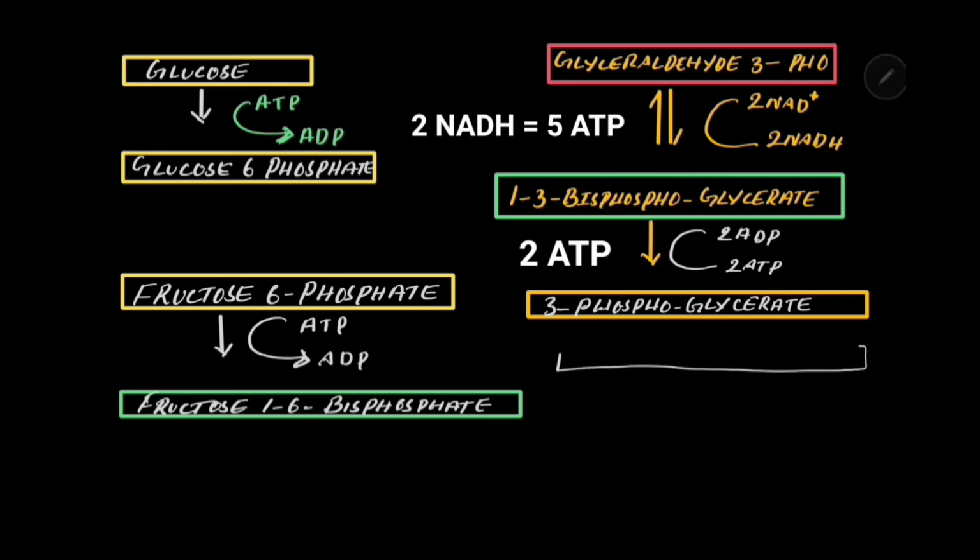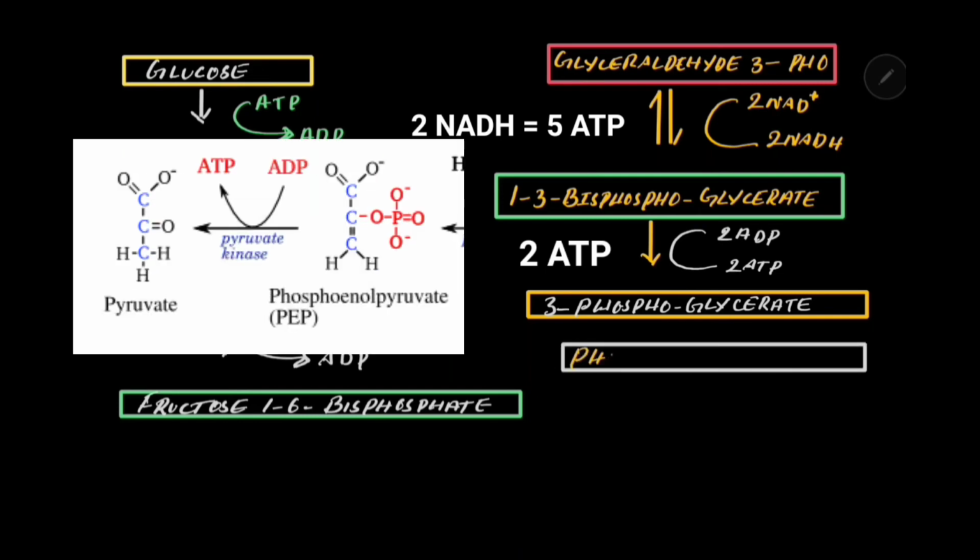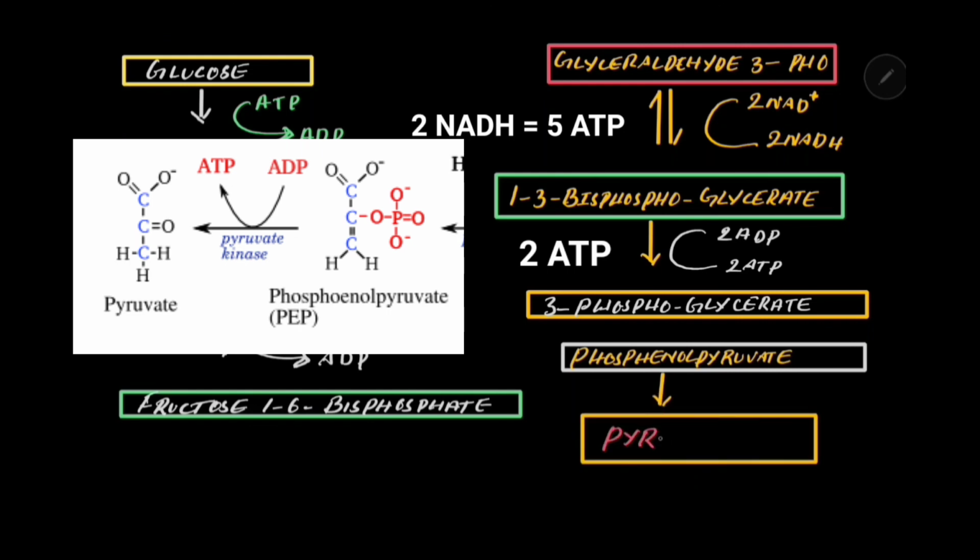The last step of glycolysis, in which phosphoenolpyruvate gets converted into two molecules of pyruvate in the presence of an enzyme called pyruvate kinase plus magnesium dipositive and K positive ions. This last step in glycolysis is the irreversible transfer of phosphoryl group from phosphoenolpyruvate to ADP.